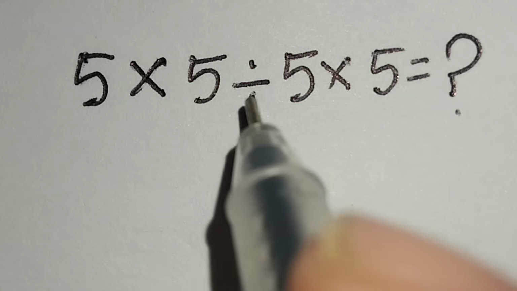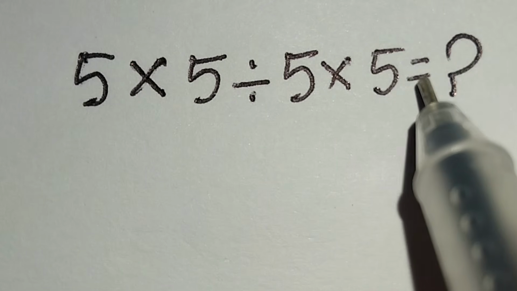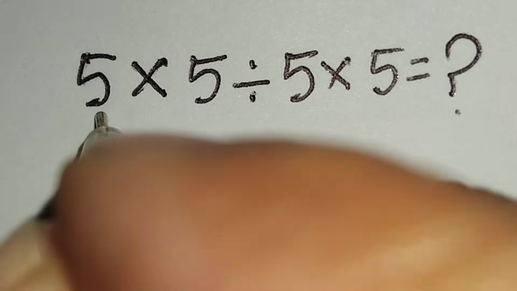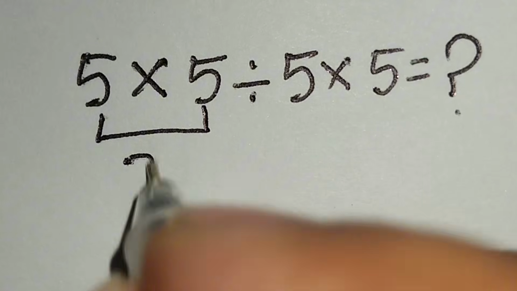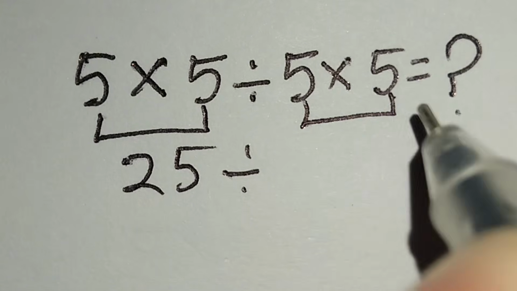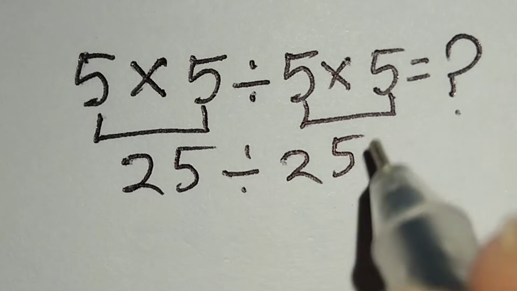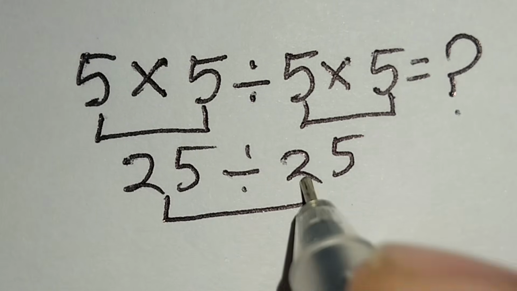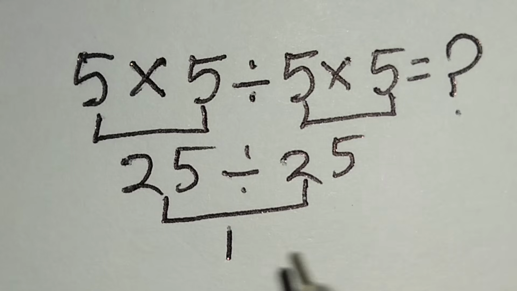5 multiply 5 divided by 5 multiply 5 equal what? Here 5 multiply 5 gives us 25. This division 5 multiply 5 gives us 25. 25 divided by 25 gives us 1. But this answer is not correct.